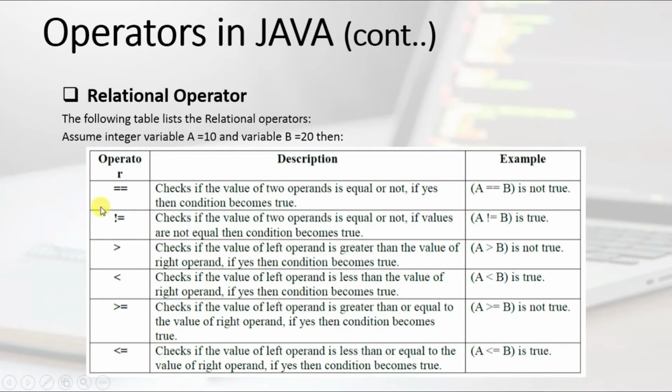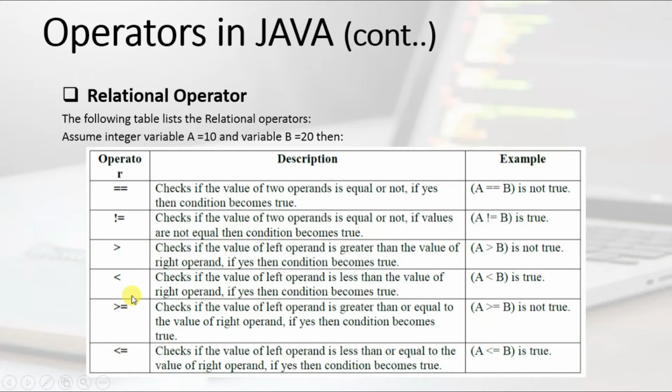The second one is not equal to. It will check if the values of two operands are equal or not. If the values are not equal, then the condition becomes true. Means a is equal to 10 and b is equal to 20, it will be true. Likewise, less than, greater than, less than or equal to, and greater than or equal to.